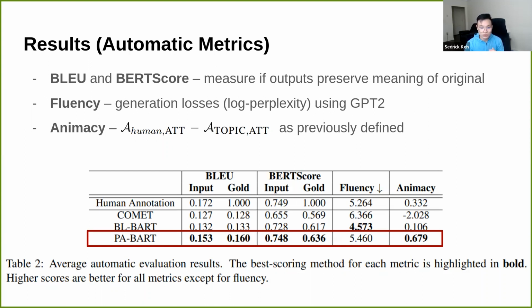Here we see the results in the table, the PA BART representing the Pineapple BART results, and we see that indeed it performs better than the Comet and the baseline BART models for BLEU, BERTScore, and animacy, which is very promising. Now for fluency, it's slightly worse than baseline BART, but this also makes sense because if you're generating a figurative sentence and you're generating a non-figurative sentence, then it's natural that the figurative sentence will be slightly lower in terms of fluency because literal sentences are generally just more fluent, at least in terms of GPT-2.